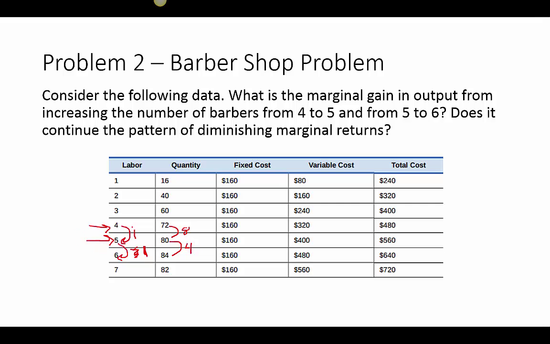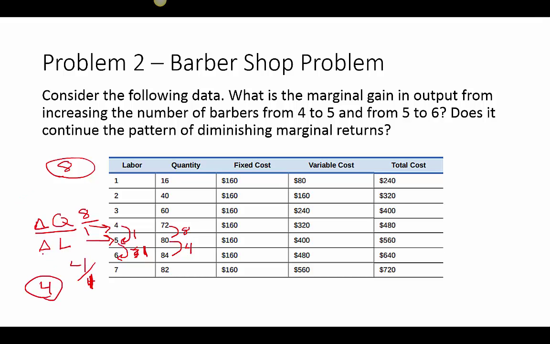So as we add additional barbers, our gain in output is diminishing. So our marginal gain here, the way it works is we take our change in quantity, our change in output, divided by the change in our input. In this case, it's labor. So with this one, it's 8, right, divided by 1. Okay, so our marginal gain for the first move is 8. And then the second one, it's going to be 4 divided by 1, right? So our marginal gain for the second one is going to be 4.